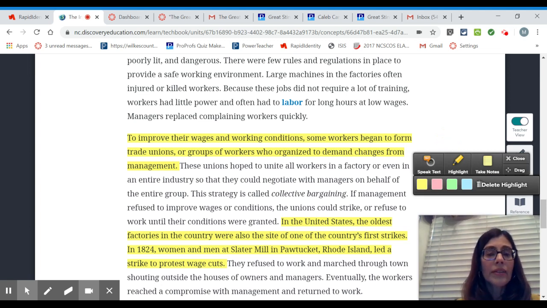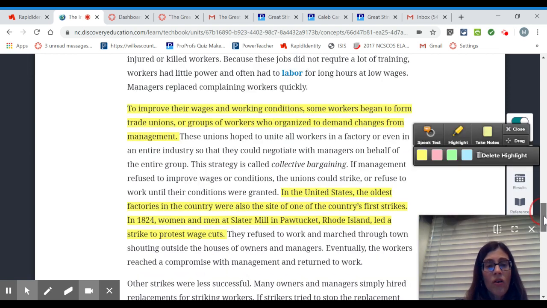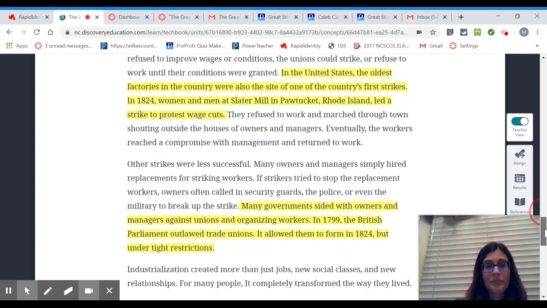Sorry about that. Okay, so the negotiations were more successful and worked in some parts of the world than in others. Particularly notable, the first strike where the people actually quit working was in this place called Slater Mill in Pawtucket, Rhode Island. Now, the strike idea caught on and spread, but it was not necessarily too popular within Europe.